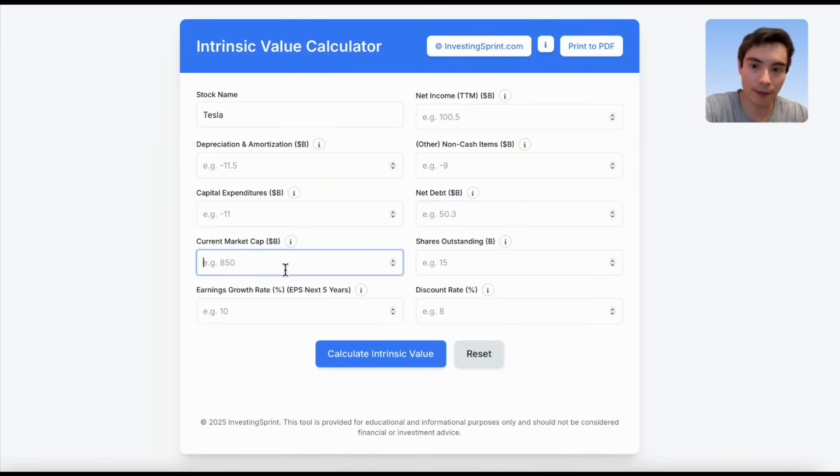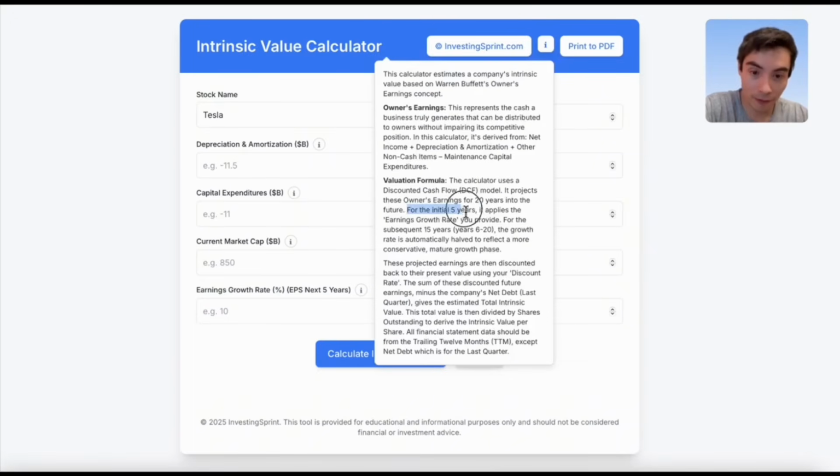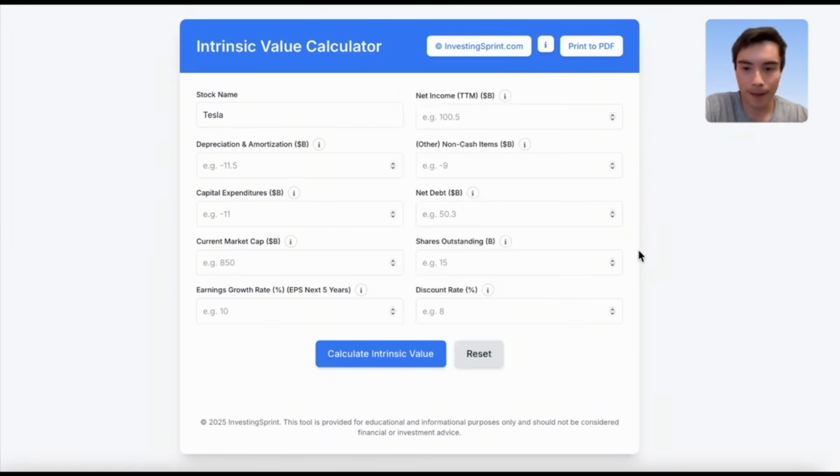Then you have the current market cap, you have the shares outstanding, then the earnings growth rate, like type in how much it will grow in the future. In this calculator, for the initial 5 years, it applies the earnings growth rate you provide. For the subsequent 15 years, year 6 to 20, the growth rates automatically halve, reflecting a more conservative mature growth phase, which means that you get a more conservative value, which is good once you try to find a true value of a company. And then, of course, the discount rate, we're going to use 8% for this stock. So let's get started to find its true value and fill in the numbers on this calculator.